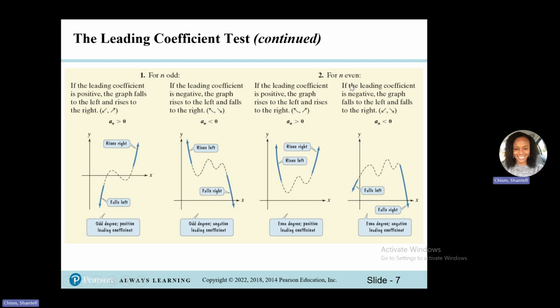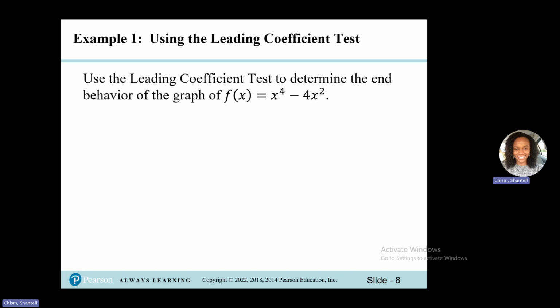Now, for even degrees, the end behaviors are in the same direction. If the degree is even and the leading coefficient is positive, then it will be up at both ends, rising on the left and rising on the right. If the degree is even and the leading coefficient is negative, then they will both fall to the left and fall to the right. So we're going to look at a couple of examples.